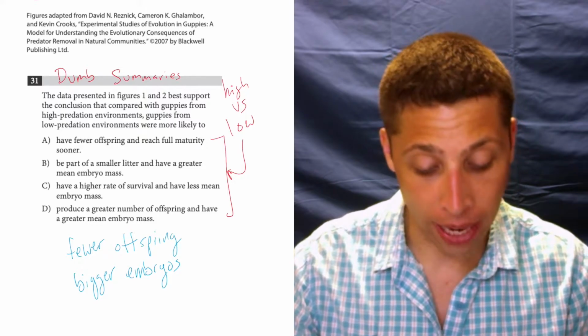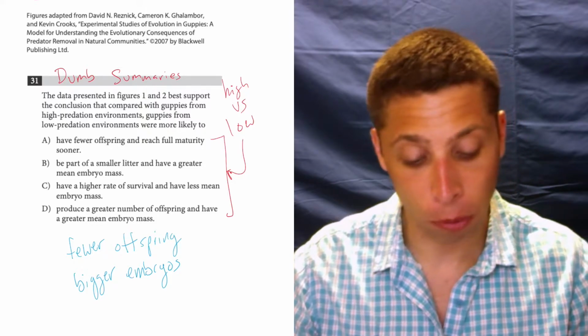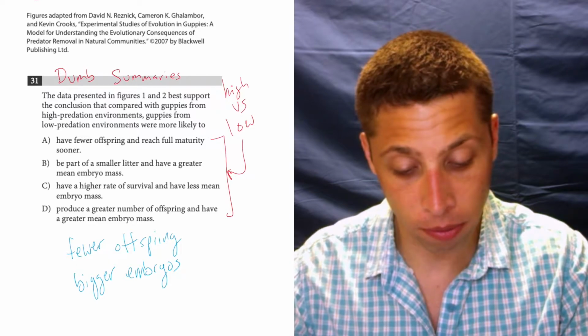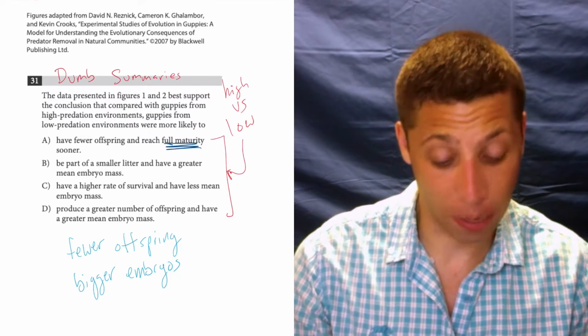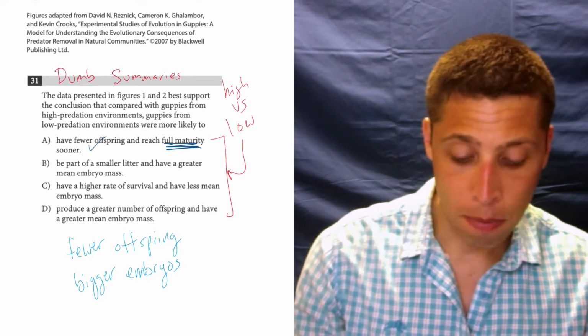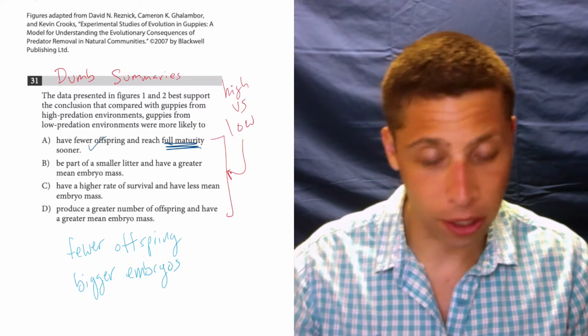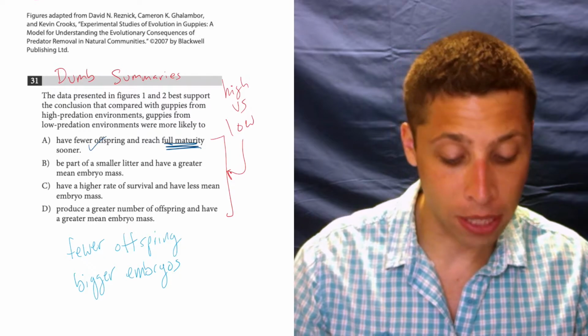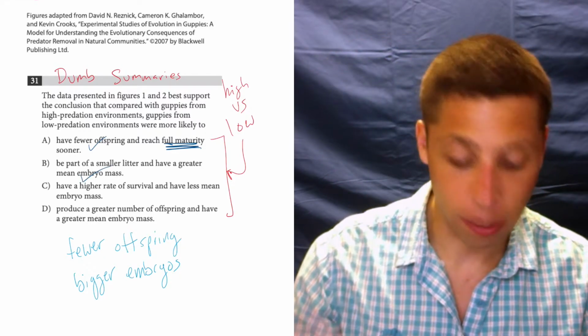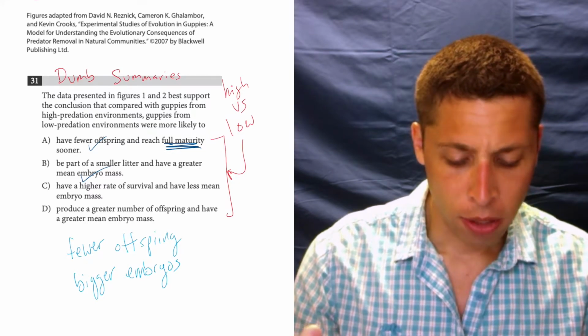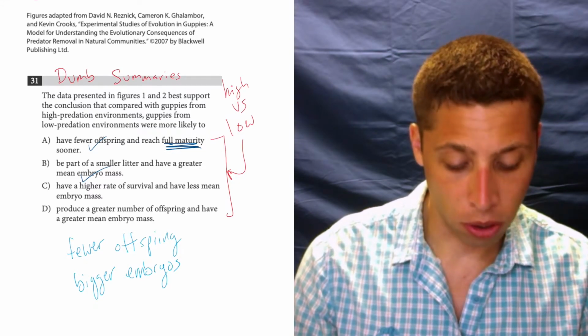Well, A, have fewer offspring and reach full maturity sooner. Well, I don't really think they talked about this. So I don't think that's right. I mean, this part's right, fewer offspring. B, be part of a smaller litter and have a greater mean embryo mass. Well, they definitely talk about the embryo mass thing, right? Bigger mass, bigger embryos. Smaller litter is different words, so that might be a problem.